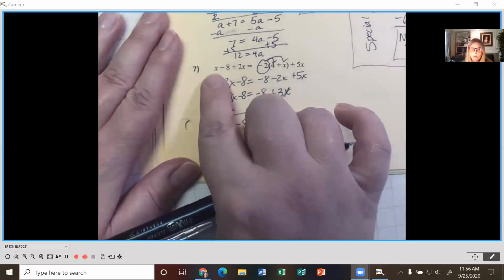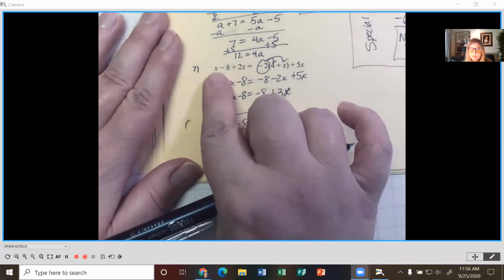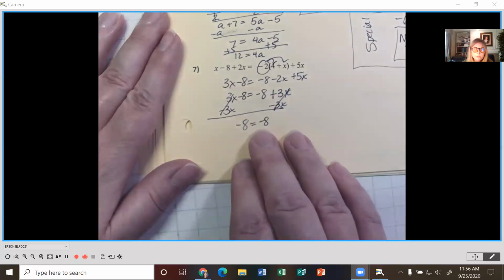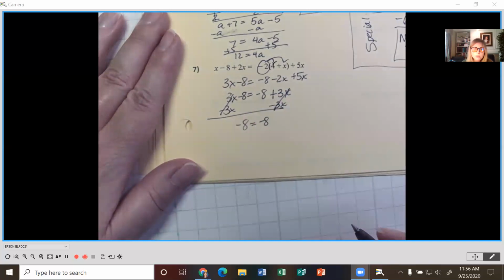Okay, so x can be 1, it can be 2, it can be 3, it can be 4, it can be 5, it can be negative 1,500,000. It can be anything, okay, and it'll always be true. So our answer here is all real solutions.